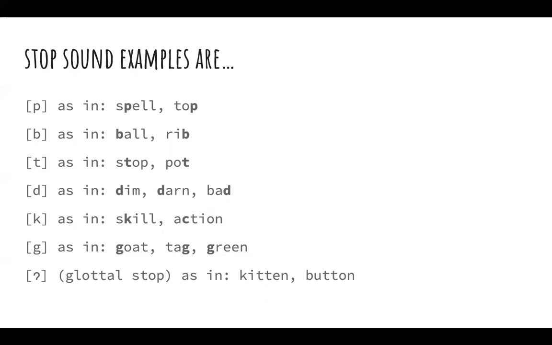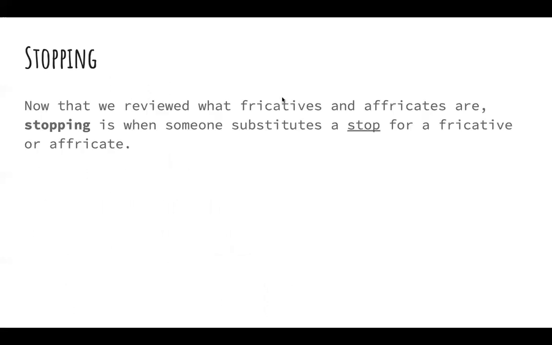And then this is called the glottal stop, as in kitten, button. You don't say kitten or button. You say kit-en, but-on. That's the glottal stop sound.